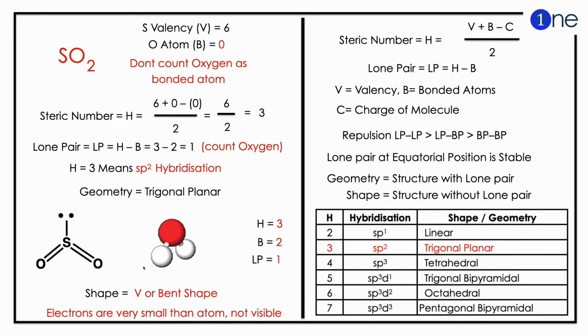Atoms occupy the corner, but one lone pair also occupies another corner. In reality, you cannot see the electron because it is very small when compared to the atom. So the real shape will be V shape or bent shape. It is like water. So the shape of SO2 is bent shape.